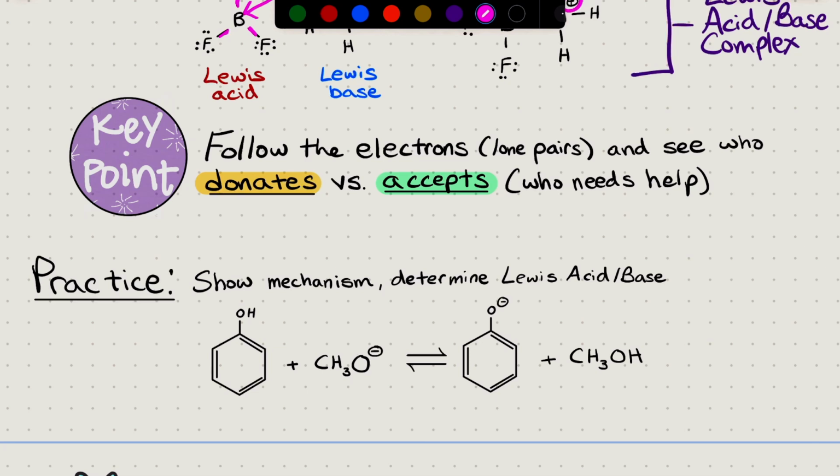Pause here and try out those arrows. A mechanism is the arrows here where you have your tail and you have your head. Draw this out on a piece of paper and show me how this is getting formed over here. Who took what from where? Who donated? Who accepted? And is this Lewis acid base?